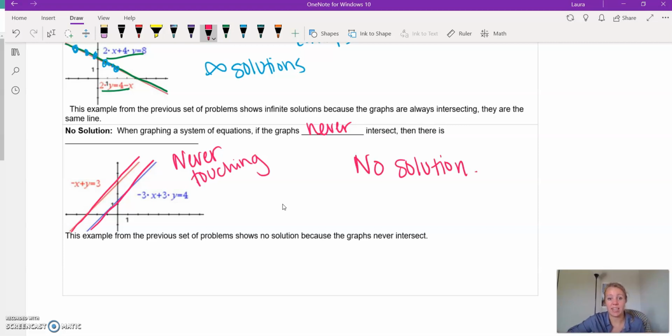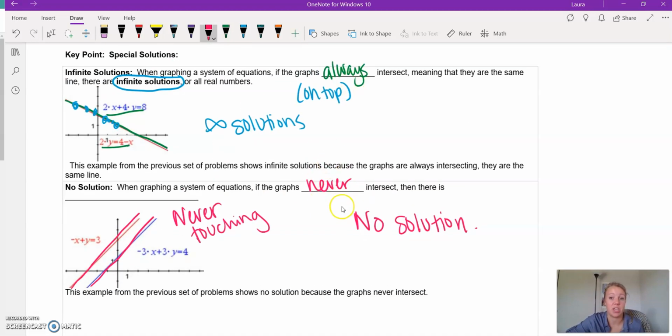So make sure that you understand that these are also special things that can happen when you are graphing and finding the solution.